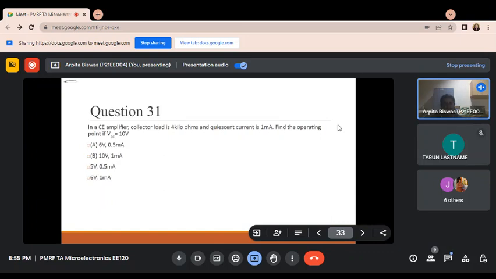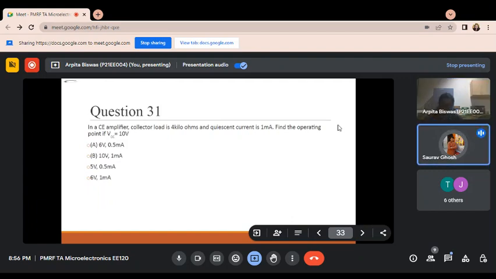Then find out the operating point, and operating point means the VCE comma IC. It means at 1 milliamp, whatever the voltage is. So find out this operating point. Ma'am, option D, that is 6 volt, 1 milliampere, will be the right answer. Last option. Can you explain how you have calculated?